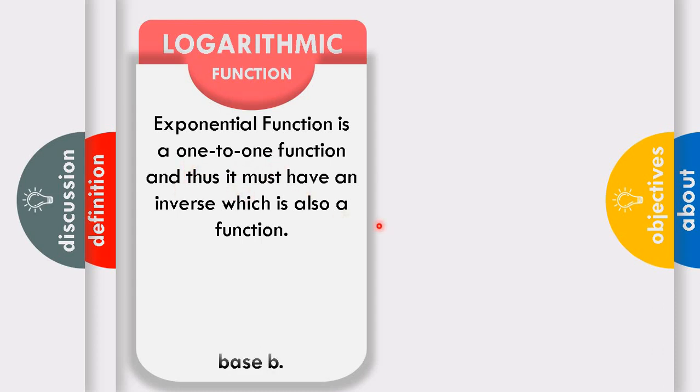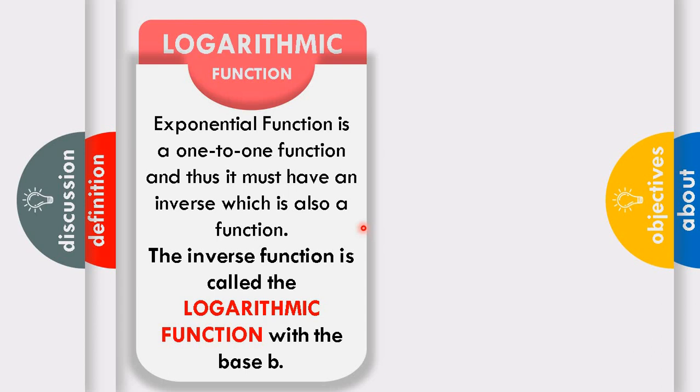And the logarithmic function: the exponential function is a one-to-one function and thus it must have an inverse which is also a function. So therefore, the inverse function is called the logarithmic function with the base b. So basically, we can interchange a logarithmic function into an exponential one and vice versa.